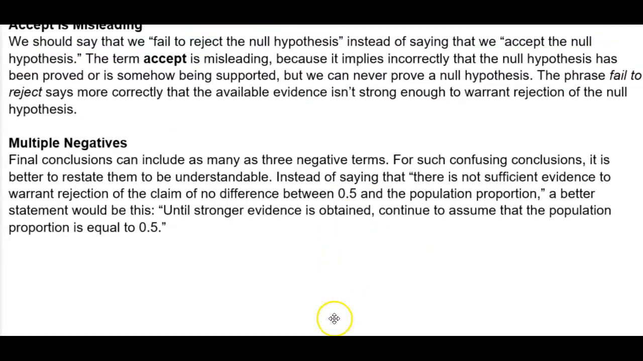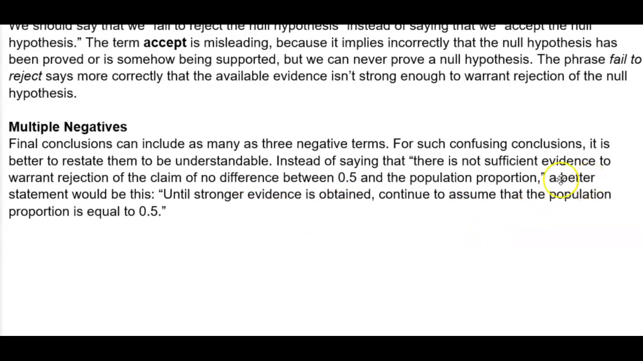Multiple negatives. Now, final conclusions can include as many as 3 negative terms. For such confusing conclusions, it is better to restate them to be understandable. Instead of saying that there is not sufficient evidence to warrant rejection of the claim of no difference between 0.5 and the population proportion, a better statement would be this: until stronger evidence is obtained, continue to assume that the population proportion is equal to 0.5.